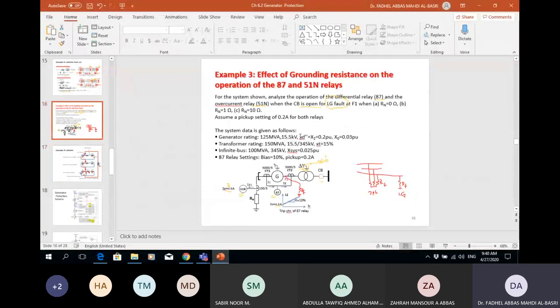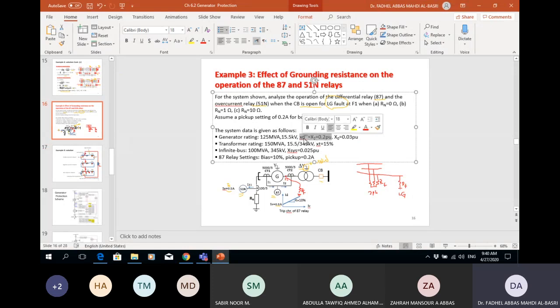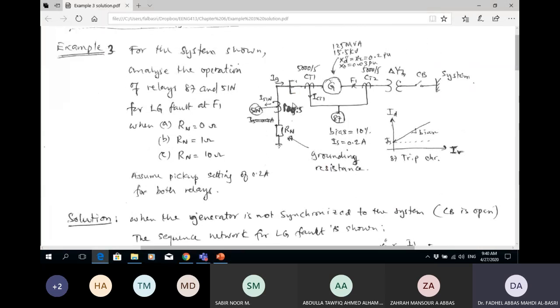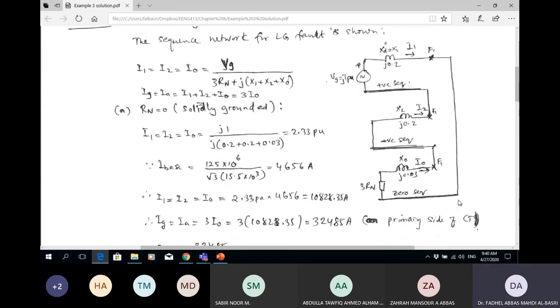In the problem, the positive sequence and negative sequence reactances of the generator are the same, and this is the zero sequence reactance of the generator. For the transformer, I don't need it because I am not taking it into consideration when the circuit breaker is open. So I'm just drawing this system for the line to ground fault at F.